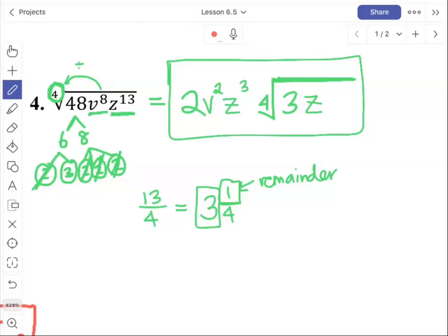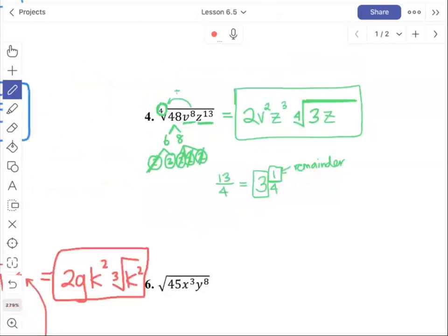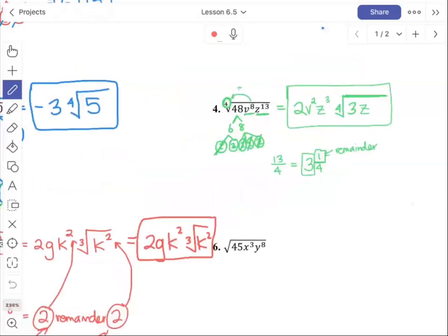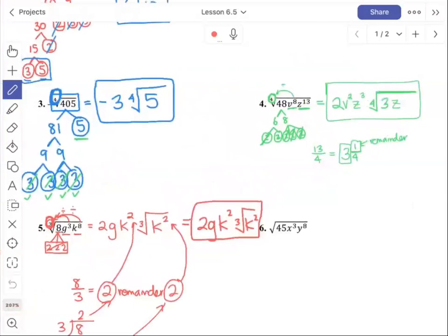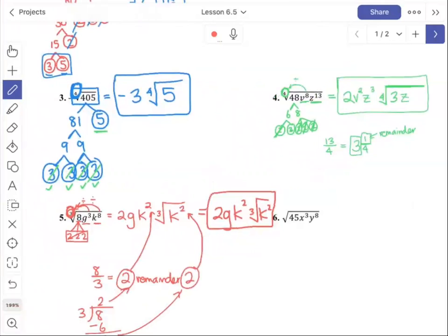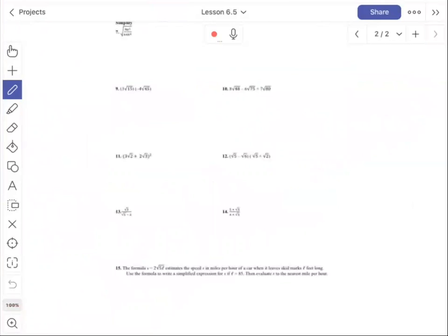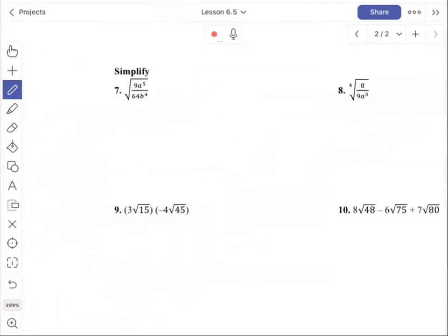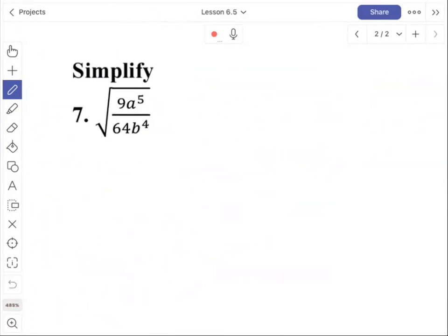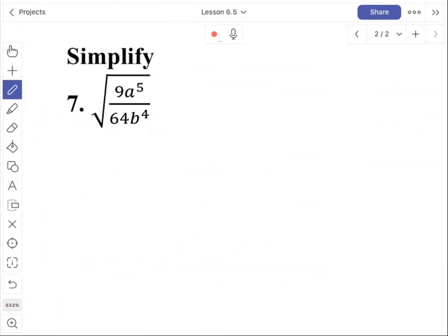Okay. All right. Good job, guys. If we have time, we'll go back to number 6, but let's go ahead to number 7 because I want to make sure we get through our lesson today. Okay. Number 7. Great job, Ethan.